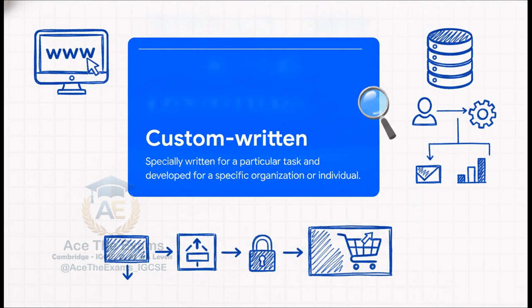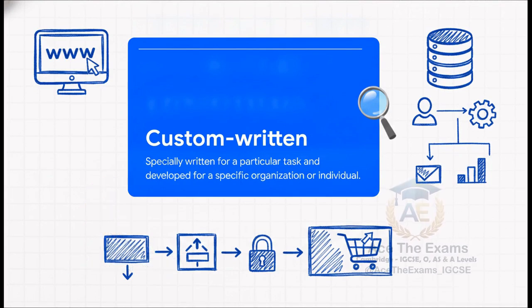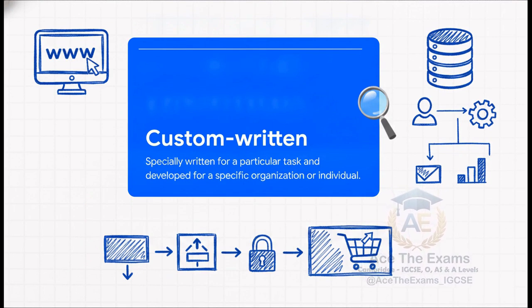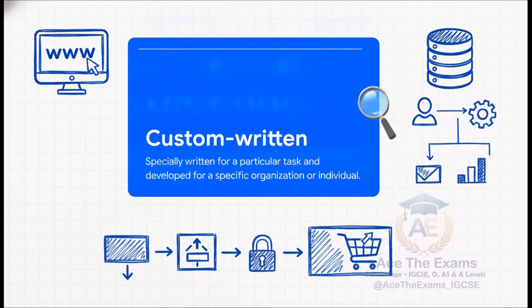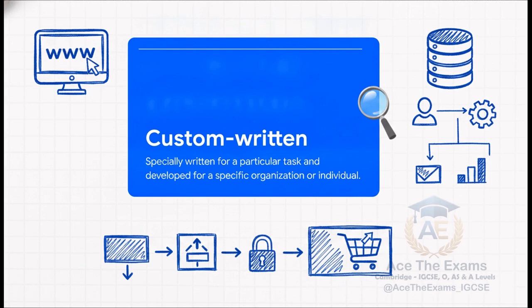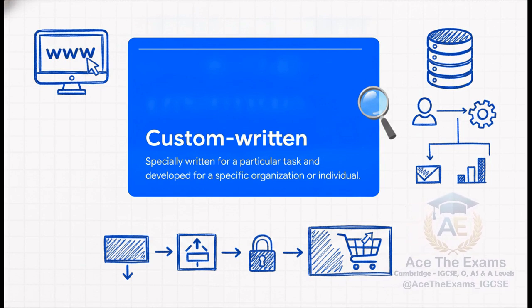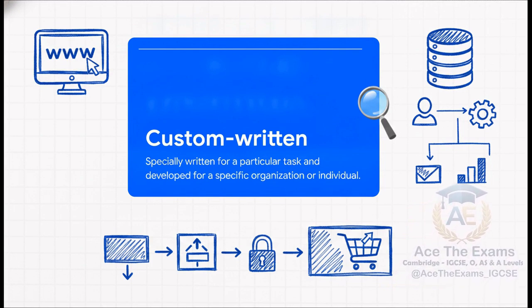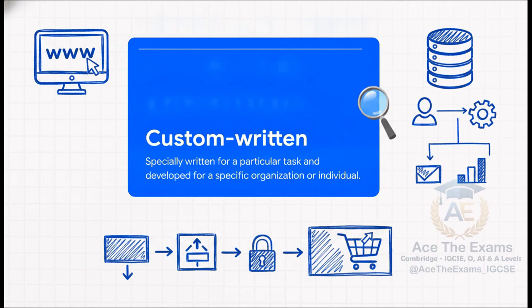The crucial point is knowing the exact phrasing from the syllabus. Let's flip the script and evaluate the alternative. By definition, custom-written software is specially written for a particular task and developed for a specific organization or individual. This means it requires specialist programming skills, whether you're building a unique database or a highly specialized stock control system.